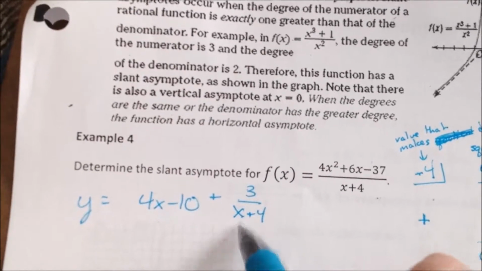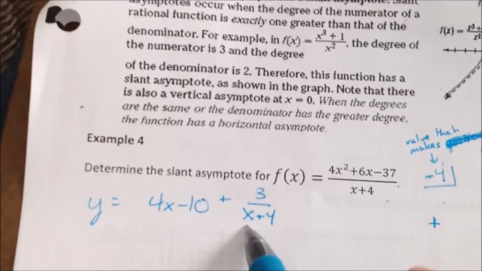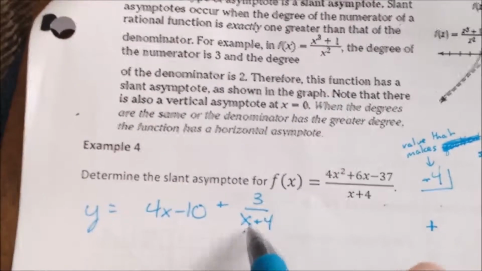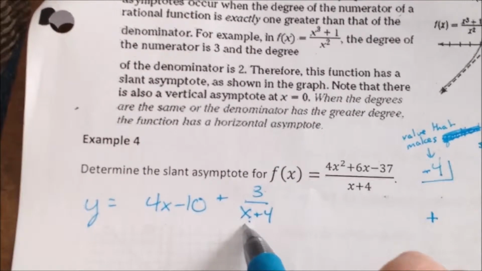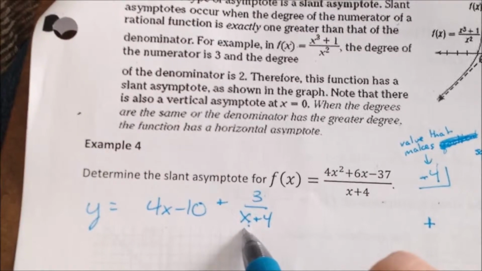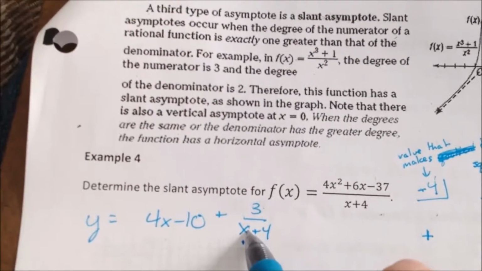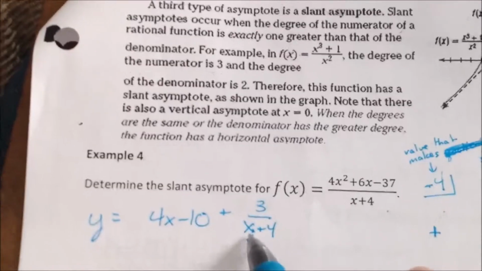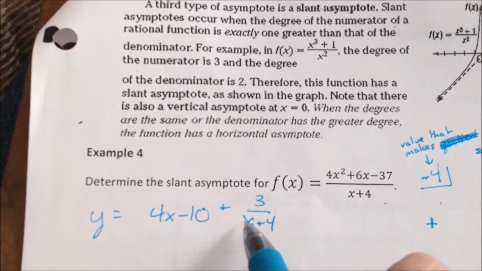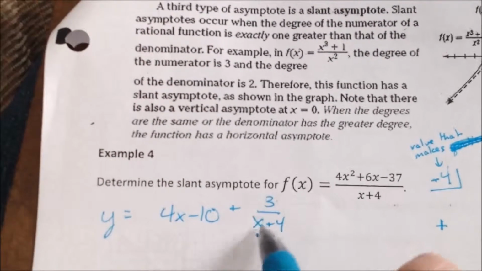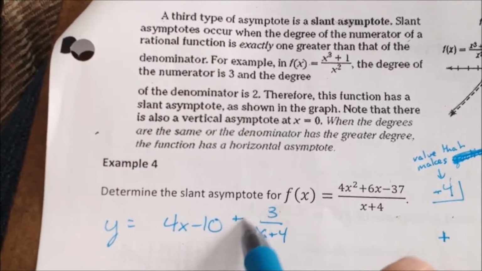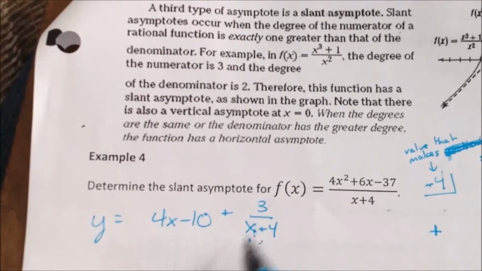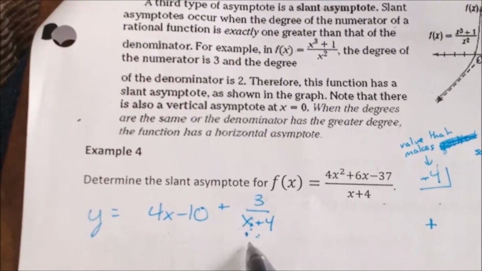for an example, as x is 20, this is 3 over 24, which is only 1/8. When x is 1,000, this is 3 over 1,004. When x is 1,000,000, this is 3 over 1,000,004. This becomes tiny, very, very close to 0, never exactly 0.